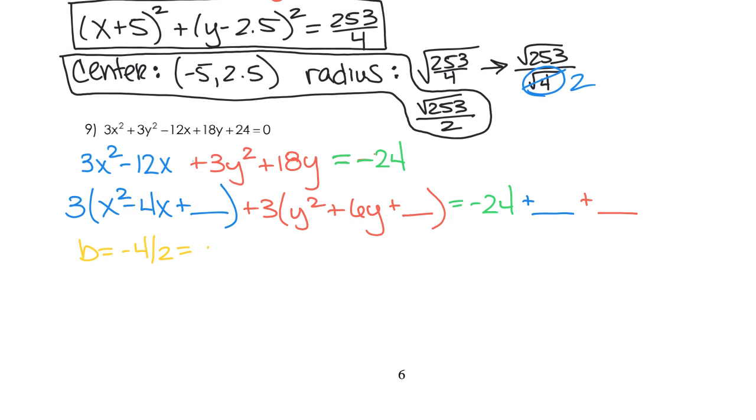So now the B value is negative 4. We cut it in half, we get negative 2. Square it, and we get positive 4. So we put a 4 here, but we really added 12. So 12 has to go here.